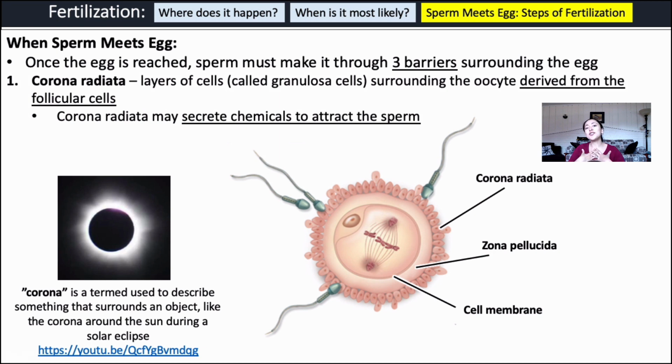One way that I remember that the corona radiata is the outermost barrier around the oocyte is that the term corona is used to describe something that surrounds an object, like the corona around the sun during a total solar eclipse.